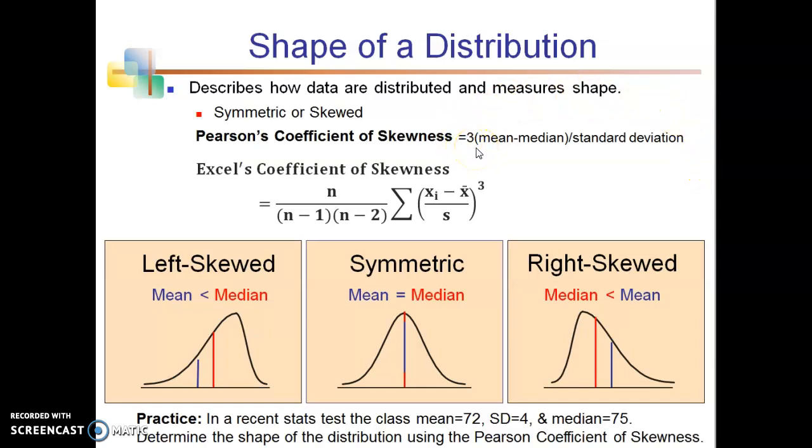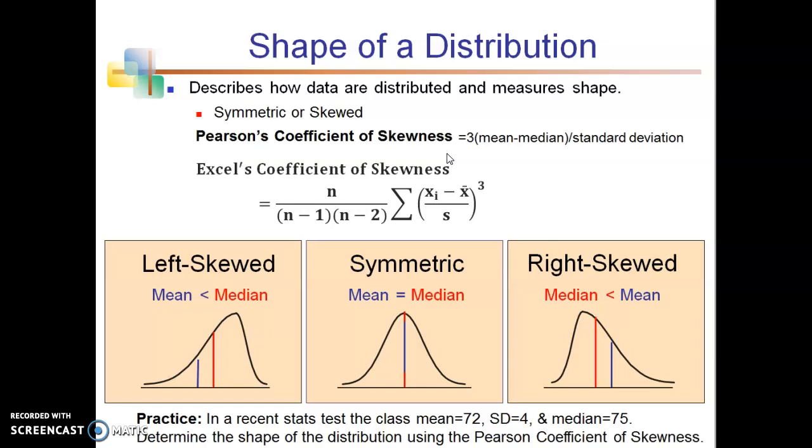And it's fairly simple. Let's do an example. Let's say we have a recent stats test for a class, and the mean was 72, the standard deviation was 4, and the median was 75. Okay? By using the Pearson coefficient of skewness, we would take the mean, 72, subtract the median, 75, and then we would multiply that by 3. Okay? And that should give you -9. Then you would take -9 and divide it by 4, and that will give you -2.25. So that would be our Pearson coefficient of skewness.